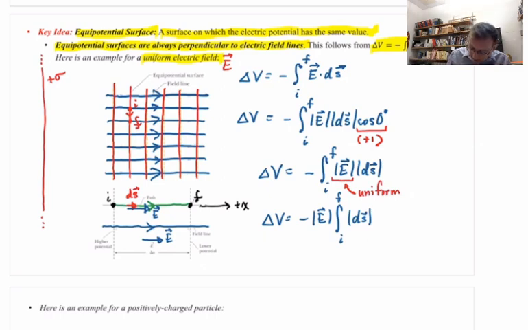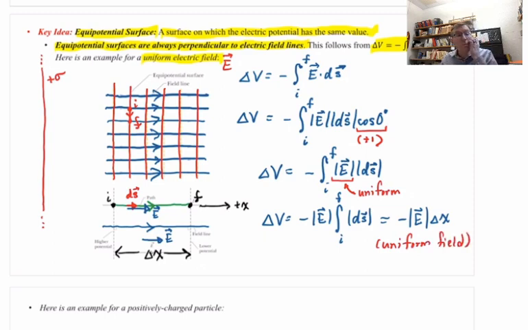And the picture shows that here, below. They call it delta x. So the resultant here is negative magnitude E times delta x. And if you have a uniform field, that's an easy way to calculate the potential difference between 2 points. Take the negative of the magnitude of the field times the displacement.